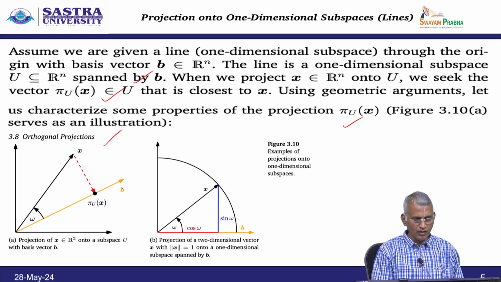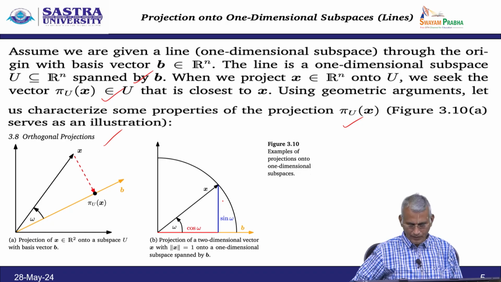Now for the projection of the two-dimensional vector space, the norm of x equal to 1, therefore we have to make an arc of this arrow, and then at that point of contact we can make a right angle triangle, and omega represents cos, and this perpendicular represents sin omega, so that one is orthogonal to another. Therefore, by projection of two-dimensional vector space x with the norm of x equal to 1 onto a one-dimensional subspace spanned by b.